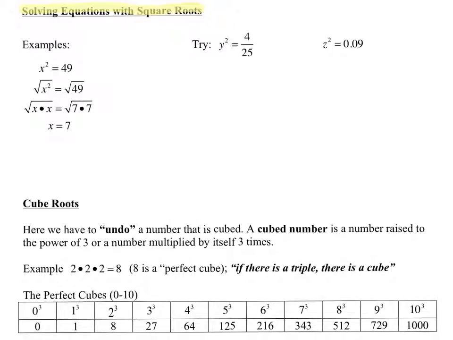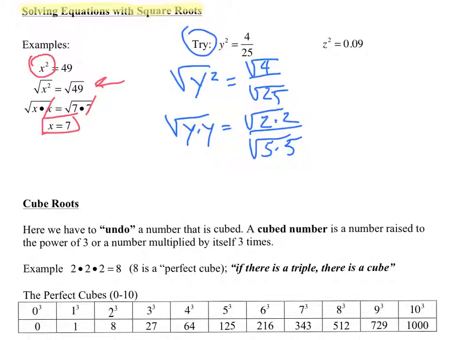To solve an equation, we want to isolate the variable, which means we want to get x by itself. So if we square root both sides, we end up with x times x, take one away, 7 times 7, take one away, and x will be equal to 7. Now try what you've learned before on this problem.